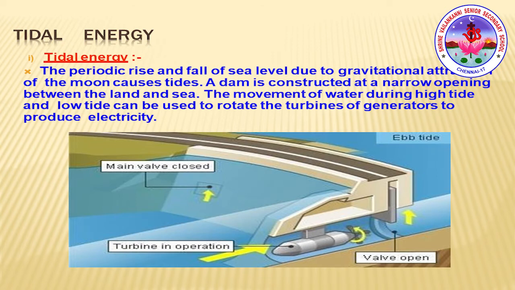The tidal energy: the periodic rise and fall of sea level due to the gravitational attraction of the moon causes the tides, right? A dam is constructed at a narrow opening between the land and the sea, and the movement of water during the high tide and the low tide can be used to rotate the turbines of generators to produce electricity. So this phenomenon of the high and low tides and the differences in sea levels is called the tidal energy, right?